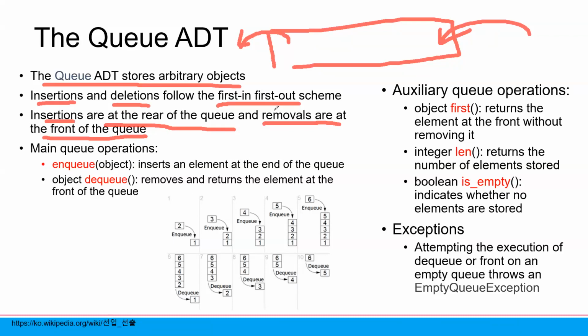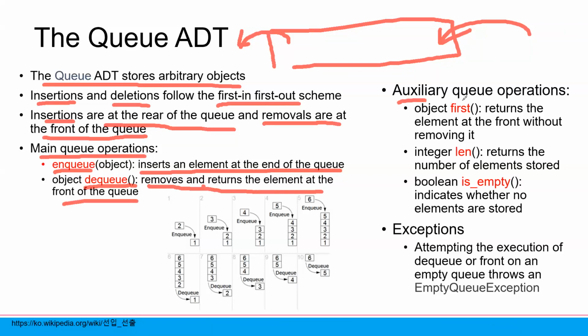or in any other kind of real world implementation. So the main queue operations, there are two. Enqueue means we enter the queue. Then we insert an element at the end of the queue. Dequeue means someone enters the service or someone is removed or goes out from the queue. So it removes and returns the element at the front of the queue.